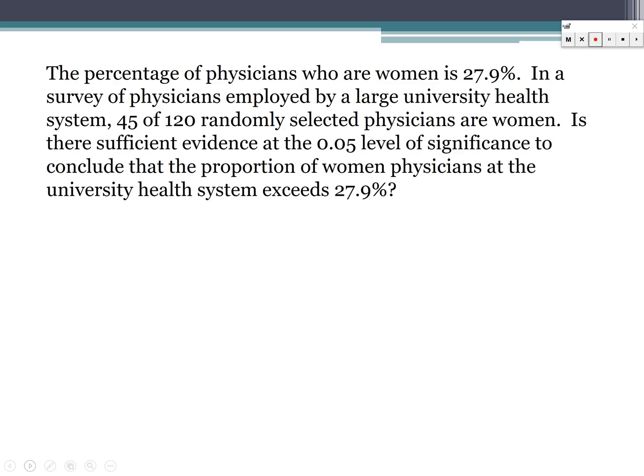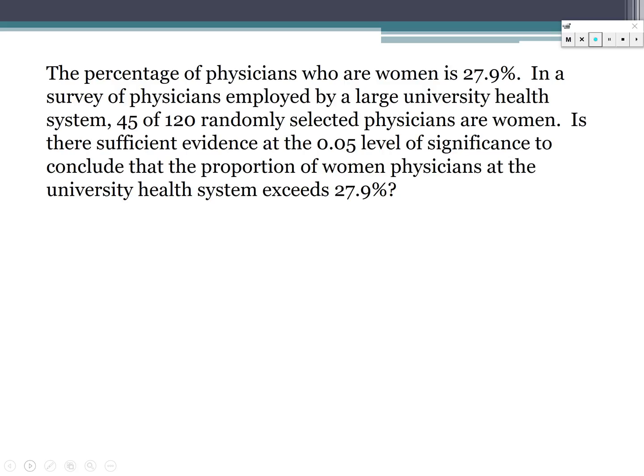All right, so let's try this out. We're already really familiar with the z-test for the mean. So now for the z-test for the proportion, there are only a couple differences for us. The 5 steps are the same. Take a little read through example 1. The percentage of physicians who are women is 27.9%. In a survey of physicians employed by a large university health system, 45 of 120 randomly selected physicians are women. Is there sufficient evidence at the 0.05 level of significance to conclude that the proportion of women physicians at the university health system exceeds 27.9?